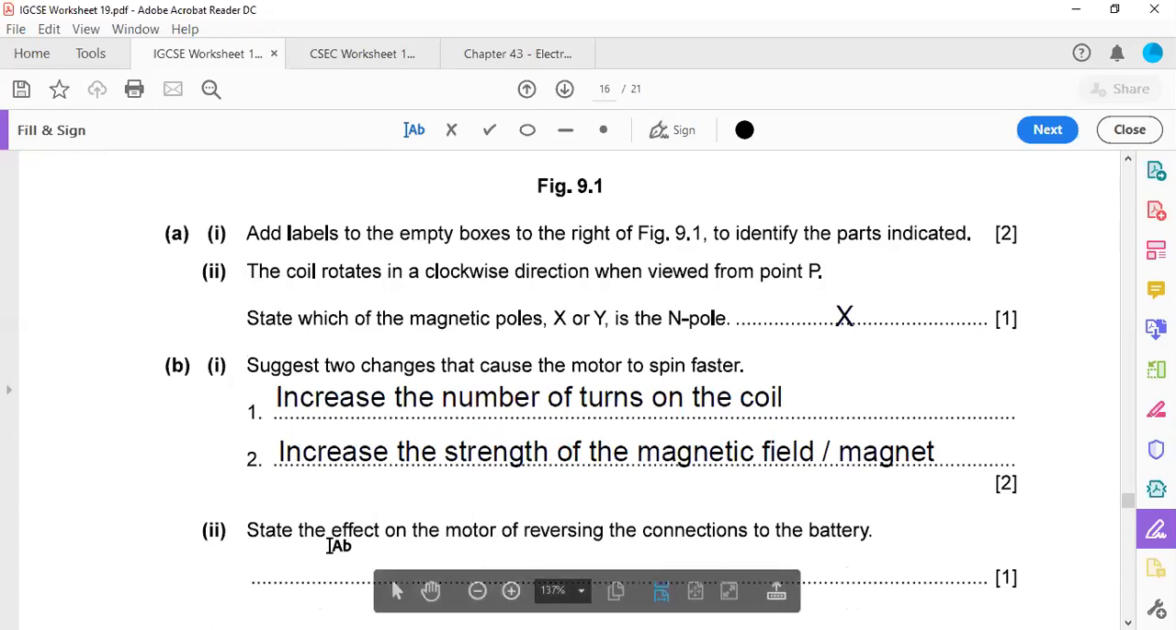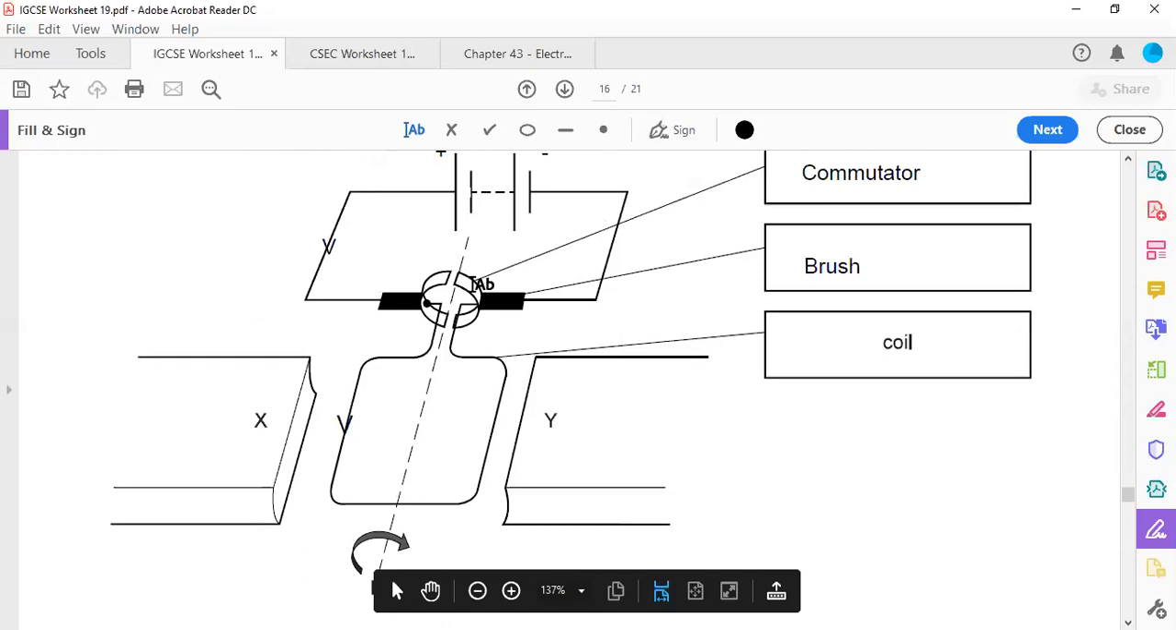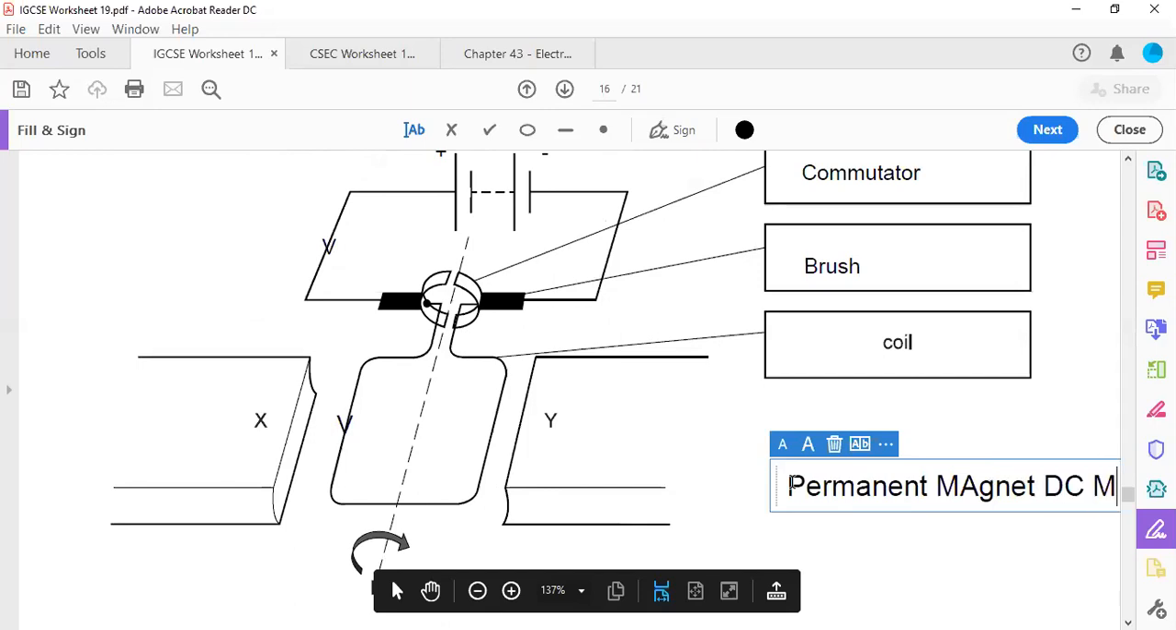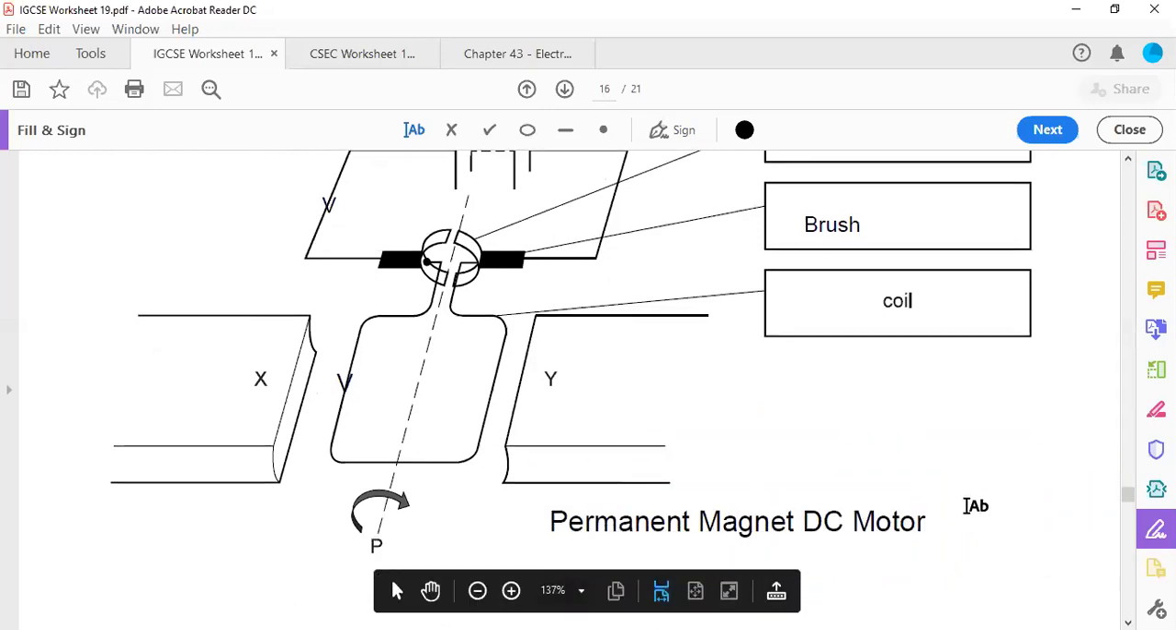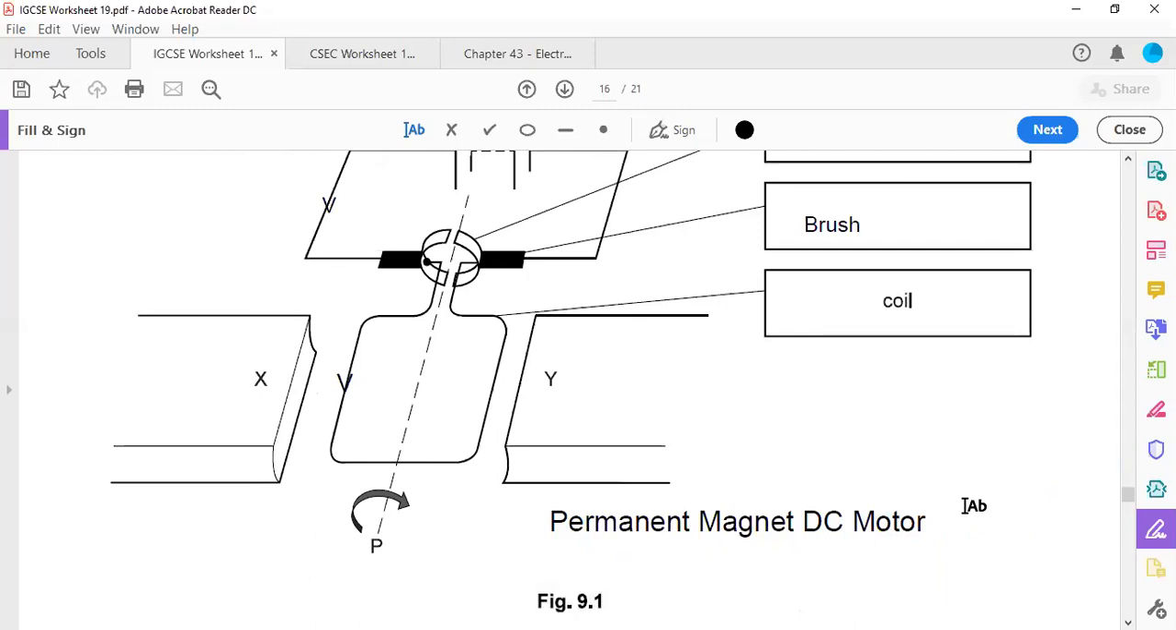Good. Here we go. They say state the effect on the motor of reversing the connection of the battery. So think about it. This is how we connect. This is the simplest motor we have. This is something called a permanent magnet DC motor. You can write that down. It is the same motor that you have in your toy cars. Normally, most remote control cars have one, and you can take out the motor and play with it after a while when you get fed up.